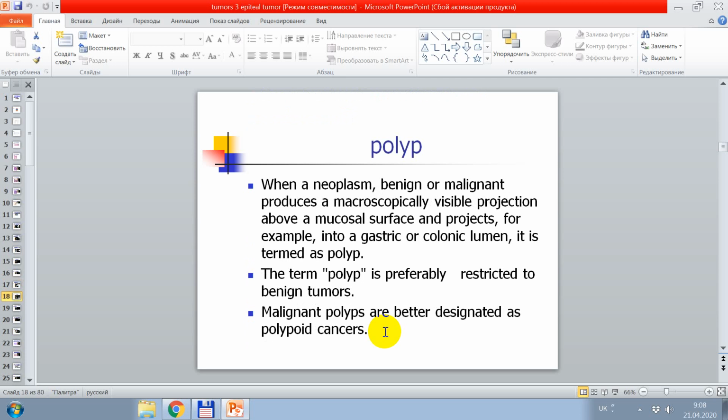Polyp. When a neoplasm, benign or malignant, produces a macroscopically visible projection above a mucosal surface and projects, for example, into a gastric or colonic lumen, it is termed a polyp. The term polyp is previously restricted to benign tumors. Malignant polyps are better designated as polypoid cancers.